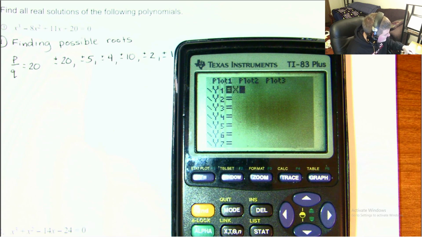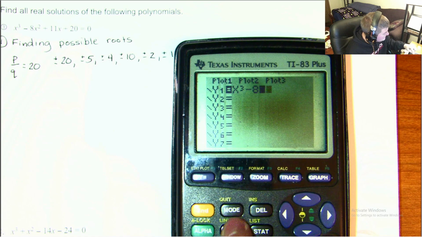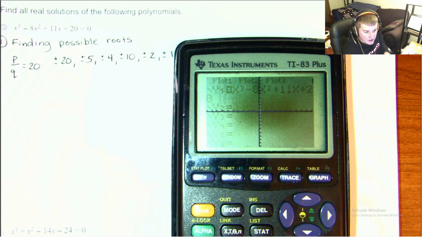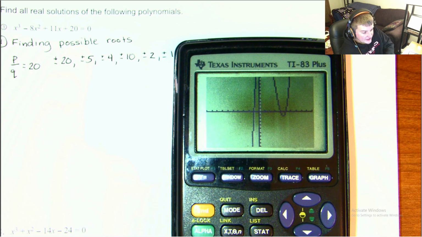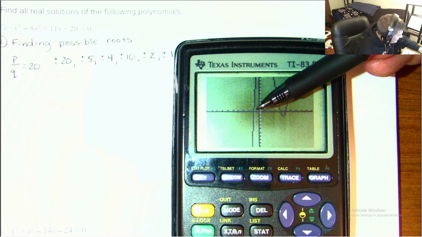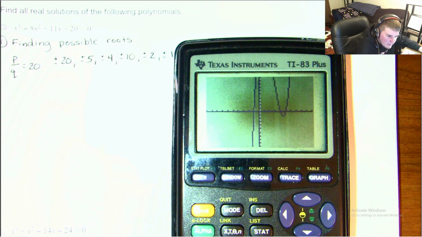So we're going to get x to the third minus 8x squared plus 11x plus 20. Okay, so we just typed our equation in, and now we can hit graph. Okay, it looks like we have 3 roots. Okay, it looks like at -1, at +4 maybe, and then at +5 also maybe.